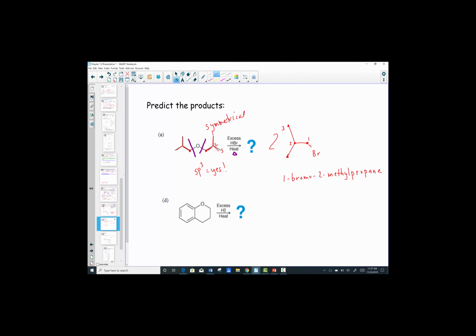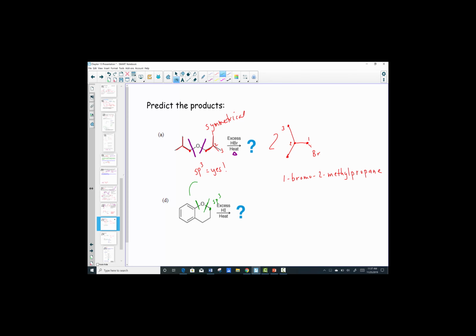How about down here in the next example from your homework? Identify the ether linkage and look to see what's on either side of the oxygen. I see a carbon here that is sp3 hybridized. So yes, this will be cleaved. Acidic cleavage can occur at an sp3 carbon.